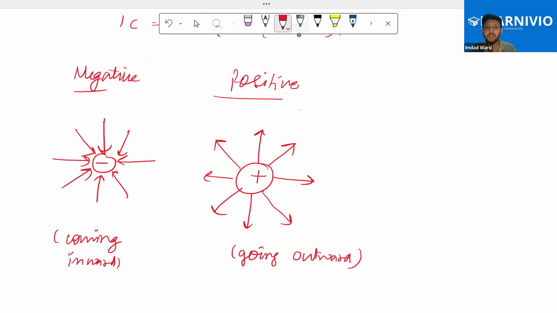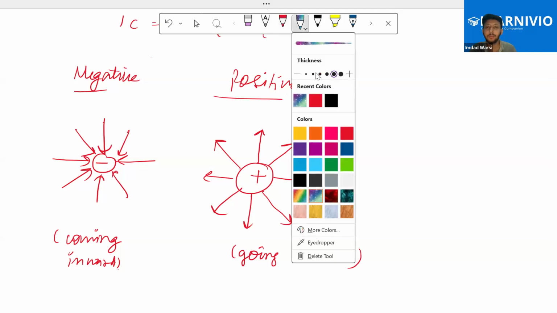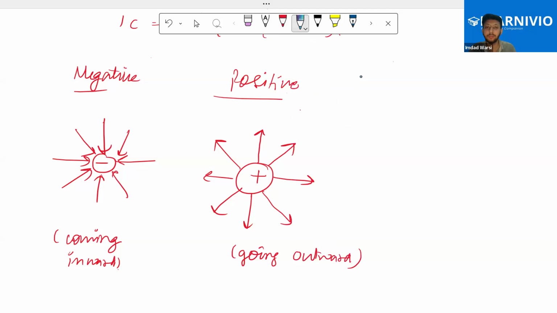Now this positive charge can be a proton, and this negative charge can be an electron. Okay. Done.